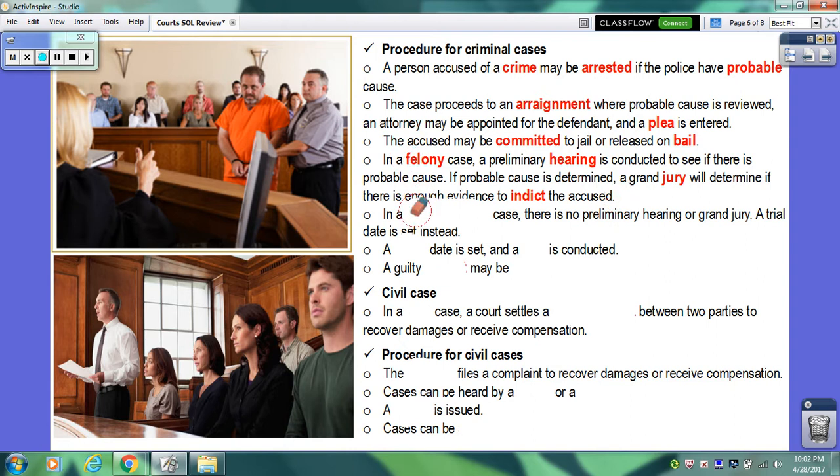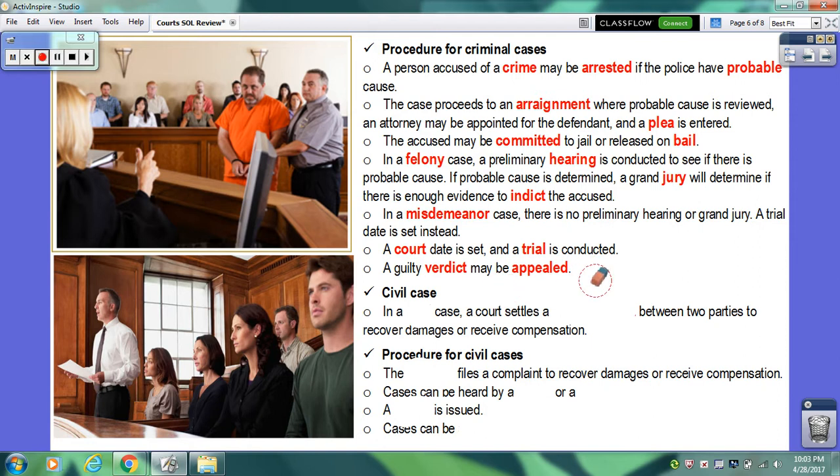So in a misdemeanor case, which would be a lesser crime, there's no preliminary hearing or grand jury, you simply have a trial date set. In this case, you would just go to the court date and a trial is conducted. And once the trial is conducted, you'd have your verdict, which would be guilty or not guilty. Depending on the outcome of the case, if it ended in a guilty verdict, the person would have the option to appeal the case if they so desire, and if they feel that they would be successful in a higher level of court.